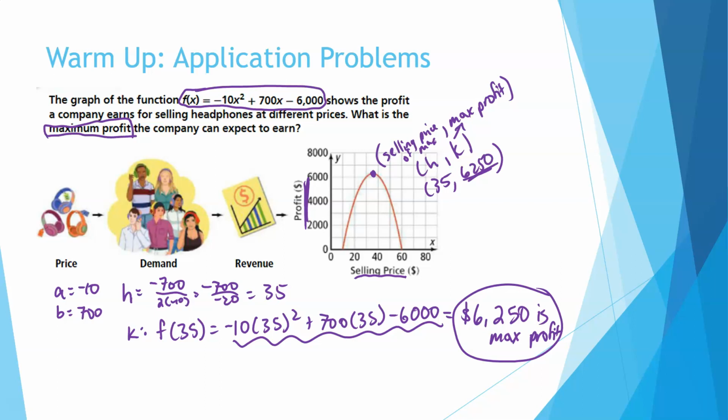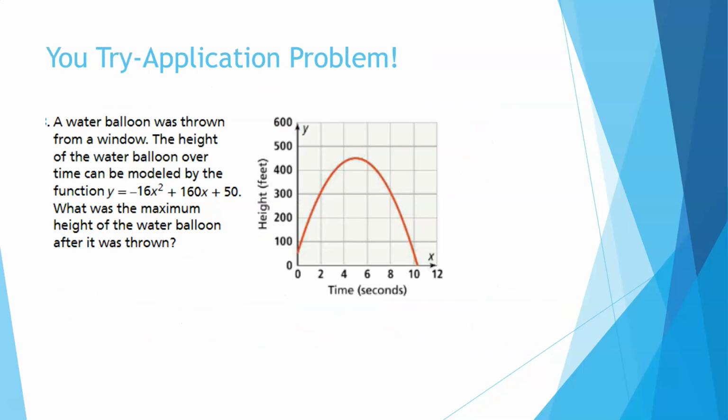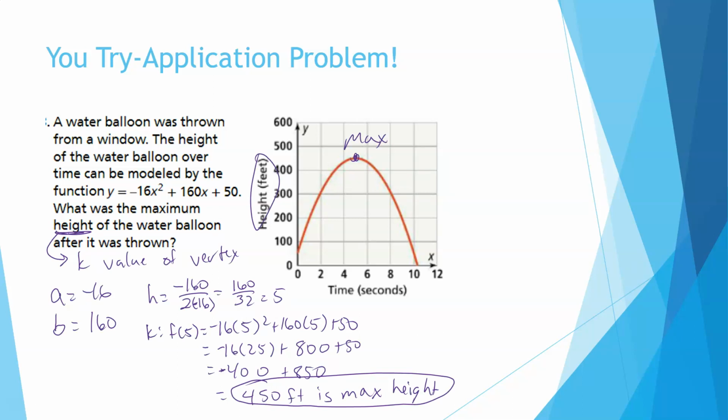Now that we did the warm-up together, I want you to try this one on your own. I want you to read it, understand the context of the situation, and then see what you come up with for your work. So pause the video and go ahead and do that. Hopefully when you read this problem, you read a water balloon was thrown from a window. The height of the water balloon over time can be modeled by the function y equals negative 16x squared plus 160x plus 50. It wants to know what the maximum height is of the water balloon after it was thrown.